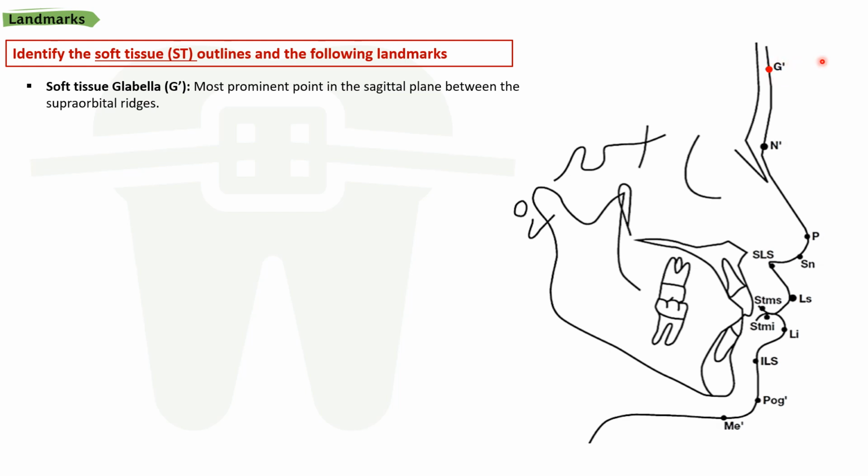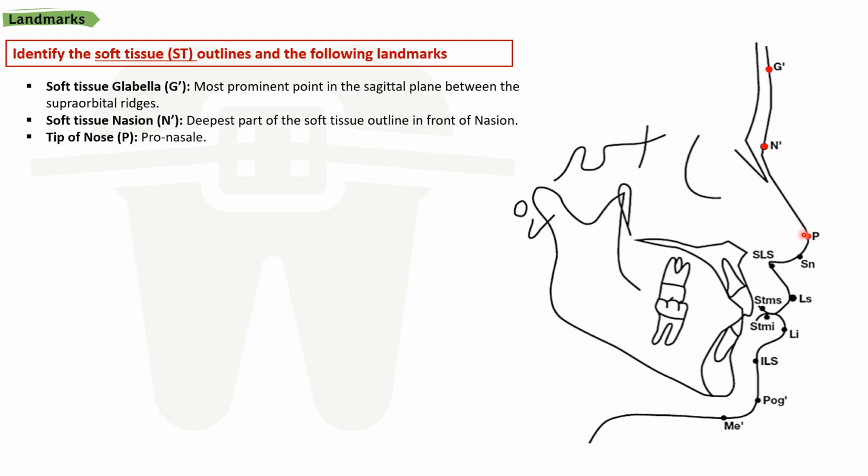Starting with the soft tissue glabella, which is the most prominent point in the sagittal plane between the supraorbital ridges. Soft tissue nasion is the deepest part of the soft tissue outline in front of the nasal bone. Tip of the nose, or the pronasale, designated by the letter P. Subnasale is the junction of nasal septum and upper lip in the mid-sagittal plane.